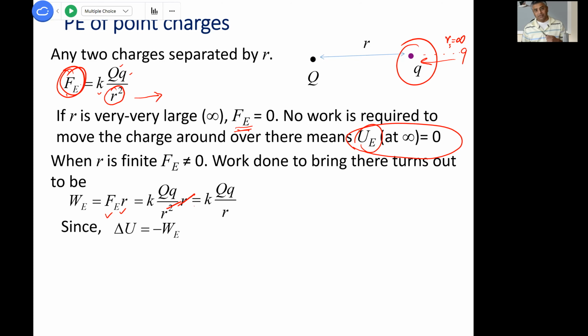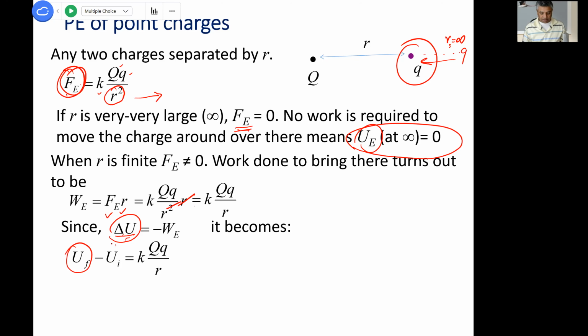So now, change in potential energy is the negative of work done. That means we can write it like this here. Change in potential means final potential minus initial potential. If we started moving it from the infinite distance, we can think of the initial potential as 0. And here it was negative, and I did not put the negative sign here.